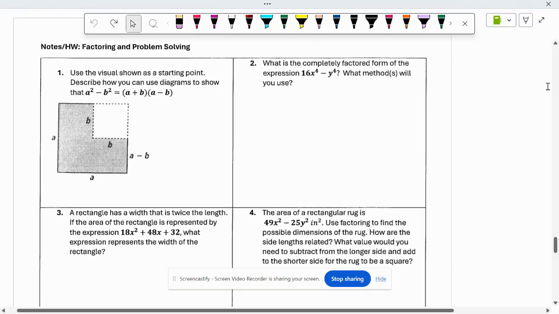Thinking questions. Good thinking questions. So we're going to talk about how to set up using pictures. That's really what a lot of these are going to be, using a picture, because that's how my brain works. I need a picture. Okay.